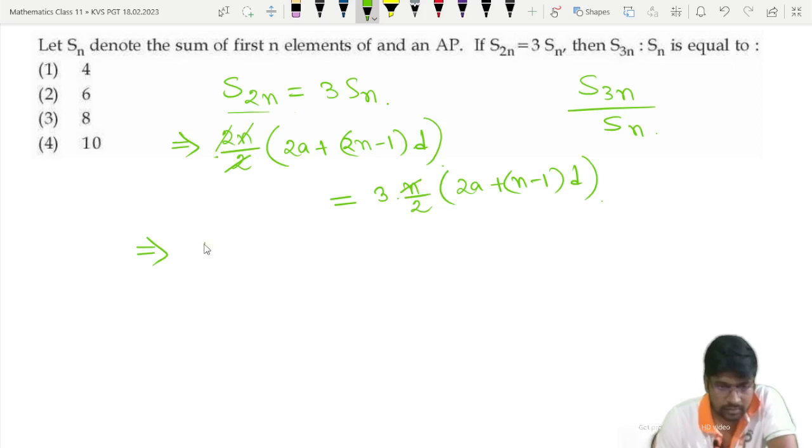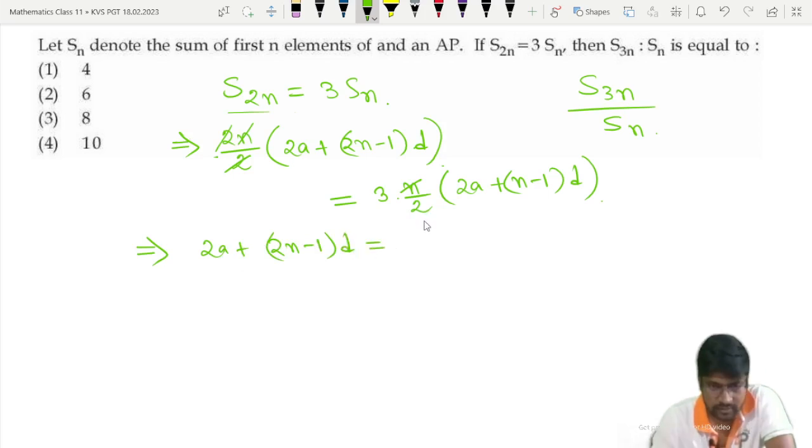So then what we will get, 2a plus 2n minus 1 into d will be equal to 3 by 2, that means, let me write first and let me see what we are getting. 3 by 2 into 2a plus n minus 1 into d. This we are getting.